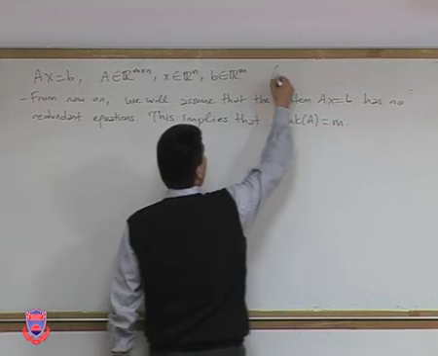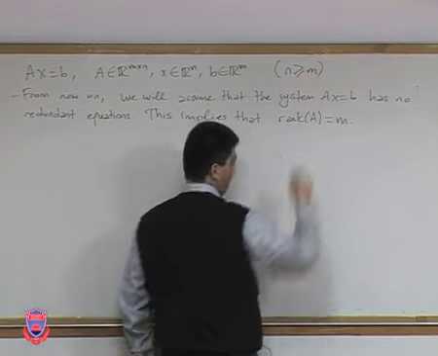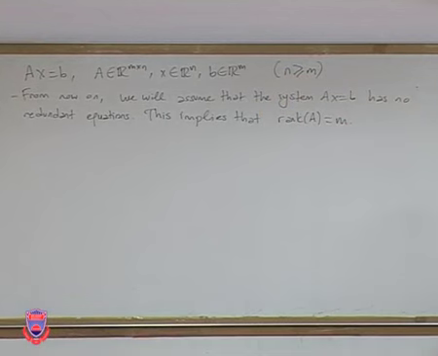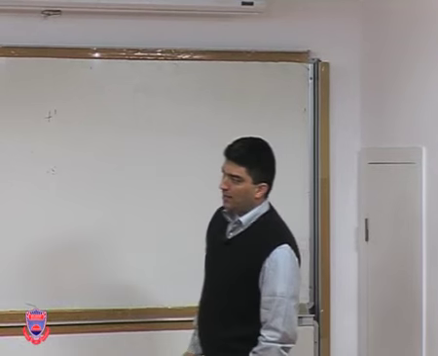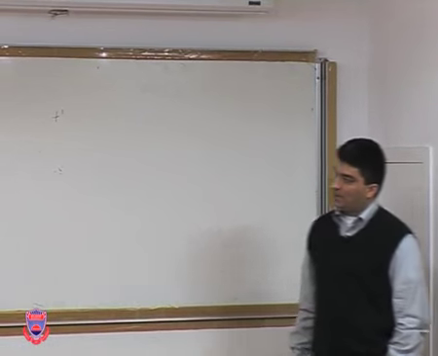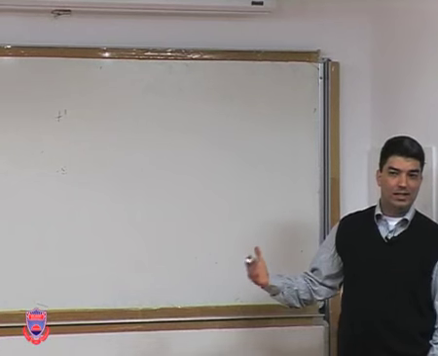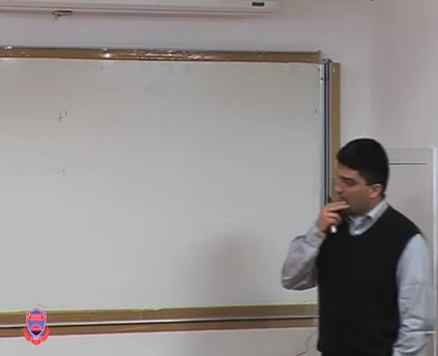So we always assume that n is at least as large as m. So there are at least as many unknowns as there are equations, okay? In particular, this assumption implies that the rank of A is equal to m. And if you look at your notes from last time, if the rank of A is equal to m, that means that for every choice of right-hand side vector b, there is a solution, right? Okay?